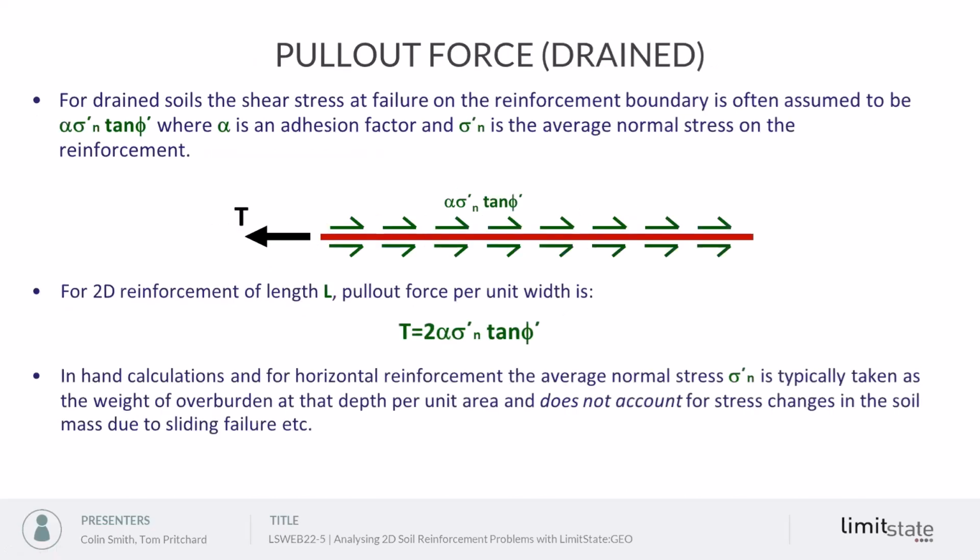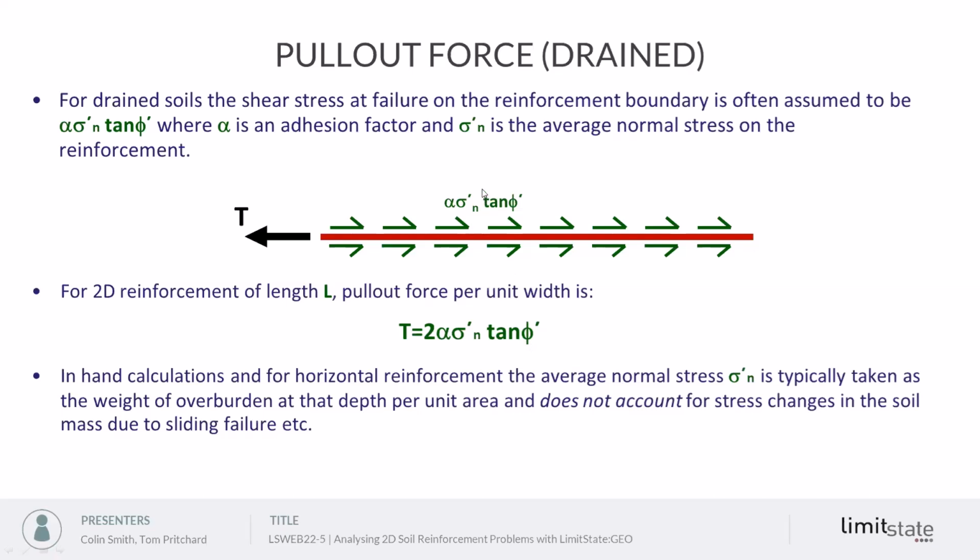For drained soils, we adopt a very similar process. We again still need to know what the shear stresses at failure are on the reinforcement. This time for a drained soil, the shear stresses are going to be a function of the normal stresses. So we have a shear stress assumed to act on that interface of alpha, again, an adhesion factor multiplied by the average normal stress, sigma dashed n, acting normal to the reinforcement, multiplied by tan phi dashed. Otherwise, it's a very similar equation as to the undrained case. So again, for a length L of reinforcement, the pullout force is going to be 2 alpha sigma n dash tan phi dashed.